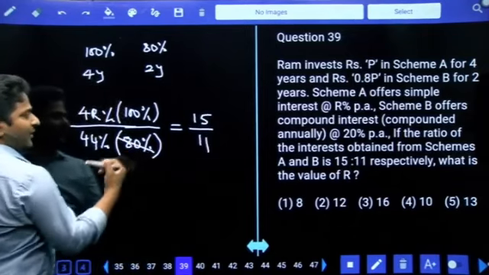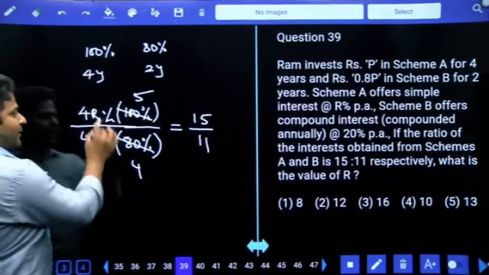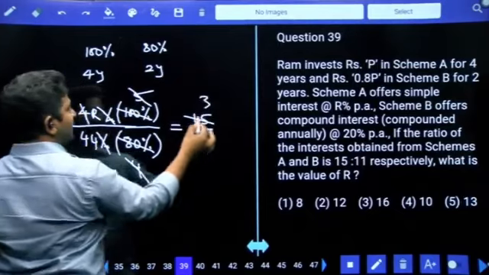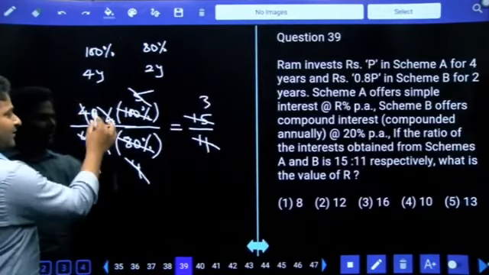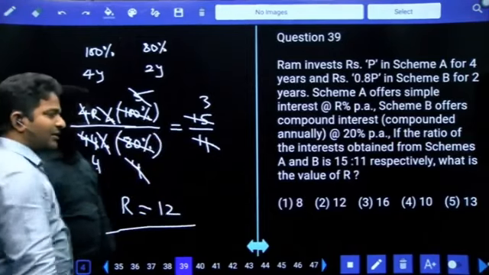15/11, first of all, 20 4 times, 20 5 times, keep it aside. Percentage cancel, 4 gets cancelled. 5 3 times here, 11 4 times here. Then R value is equal to 4 into 3, that is equal to 12. Second option answer.